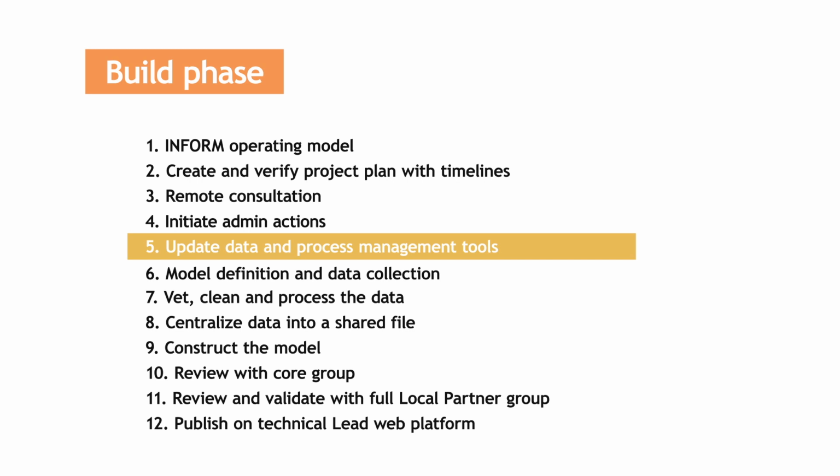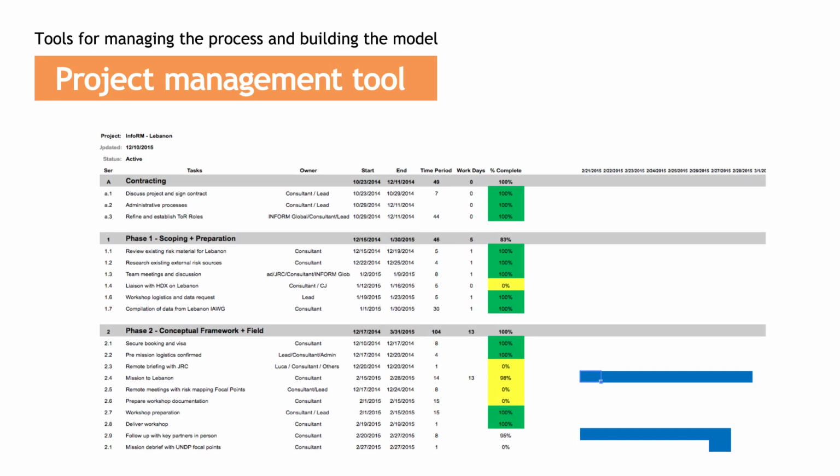Number 5, update data and process management tools. Before you start the next phase, be sure to modify the templates provided with this training to your particular context. Refer back and adjust the project plan, contact list, consultation agenda, and workshop agenda as you advance your work. Share these items on a cloud file such as Google Drive for easy collaboration with stakeholders.